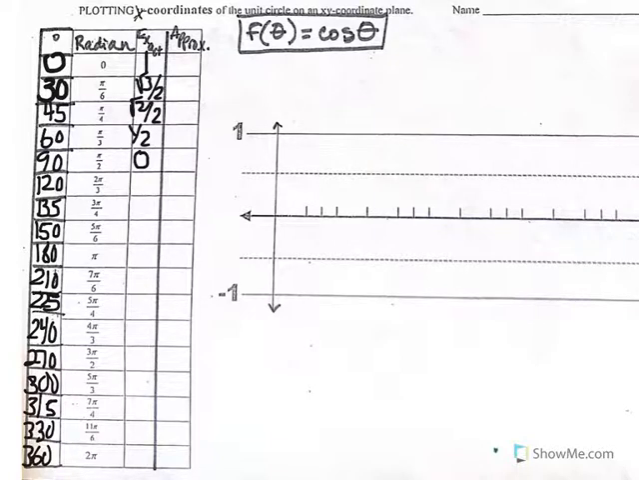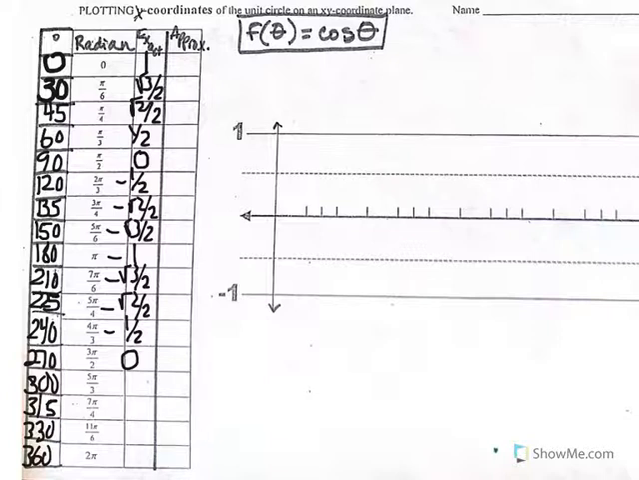So you can see the values are actually decreasing starting at 1. Now in the second quadrant, cosine is negative. So now we go negative 1/2. Then we go negative square root 2 over 2. Then we do negative square root 3 over 2. And then we have negative 1. Okay, now we're in the third quadrant. Cosine in the third quadrant is still negative, so we're at negative square root 3 over 2, negative square root 2 over 2, negative 1/2, and 0.